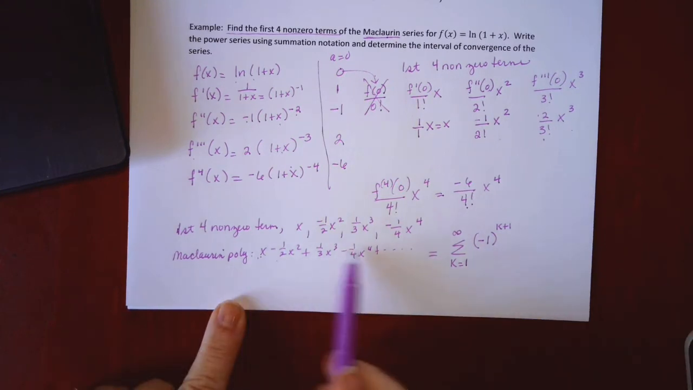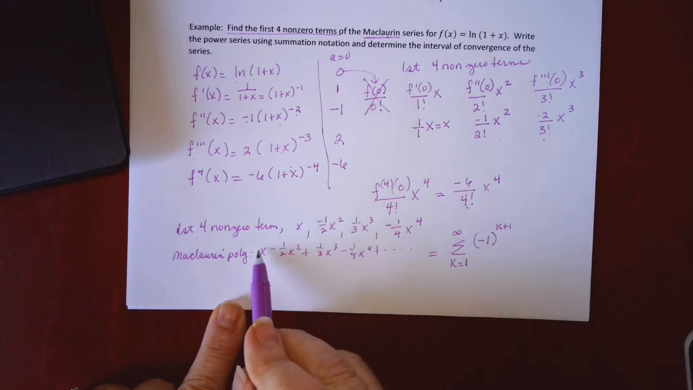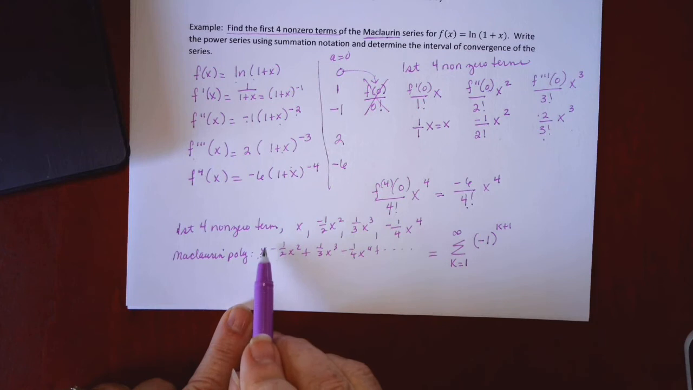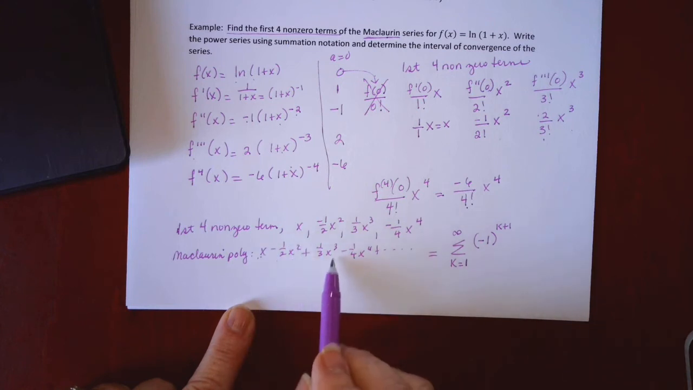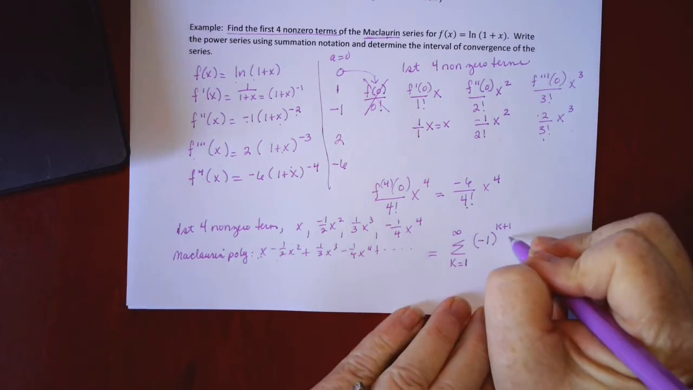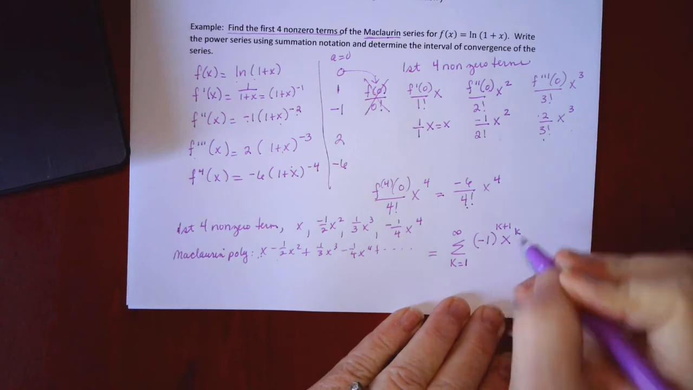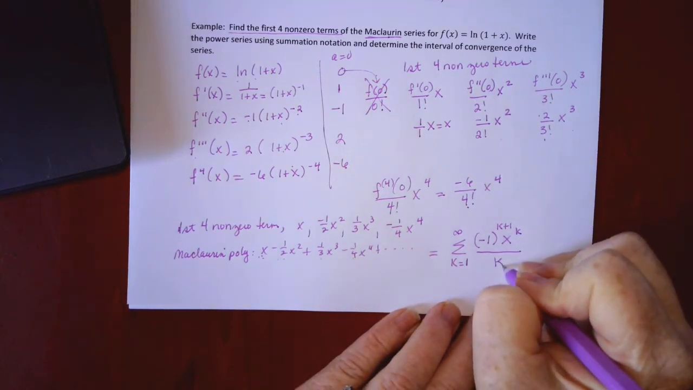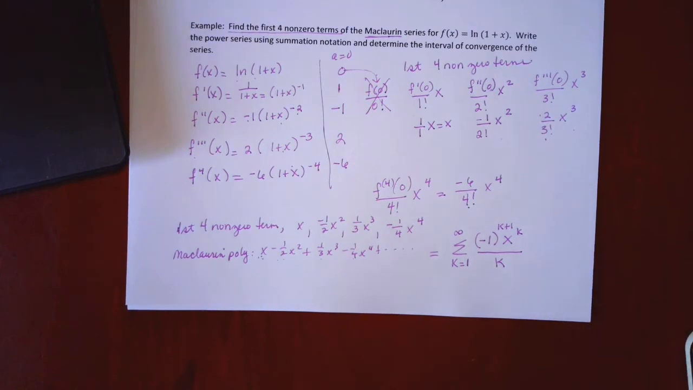My numerators of my coefficients are all 1. And then my exponents go x to the first, x to the second, third, fourth. So I'm just going to say it's going to be x to the k over the denominators, which are 1, 2, 3, 4, etc. So it'll just be x to the k over k. Questions?